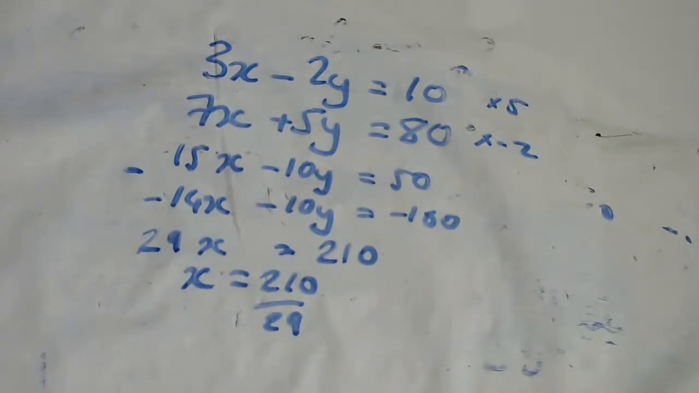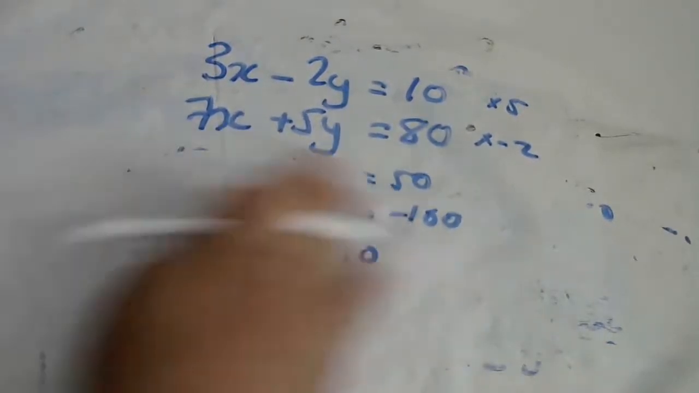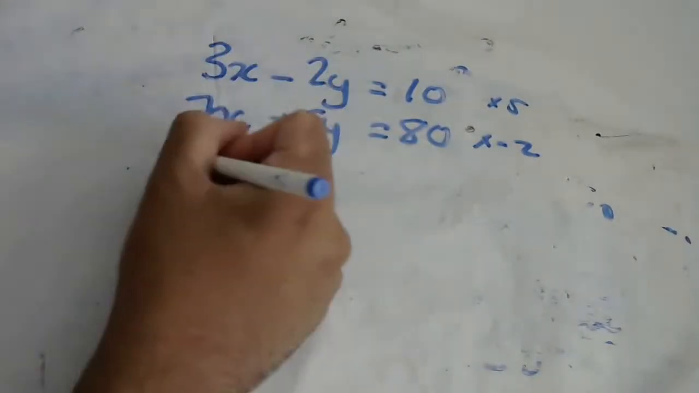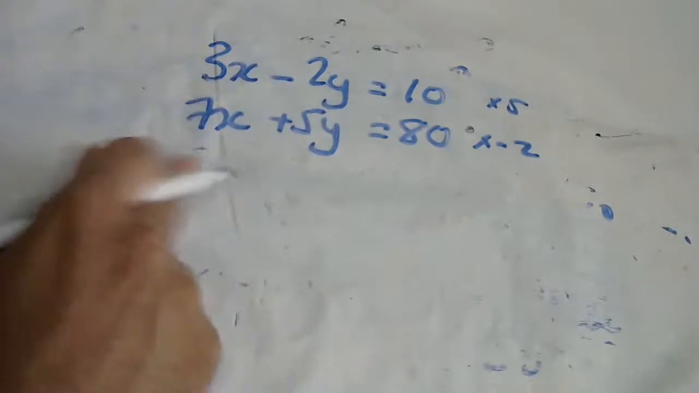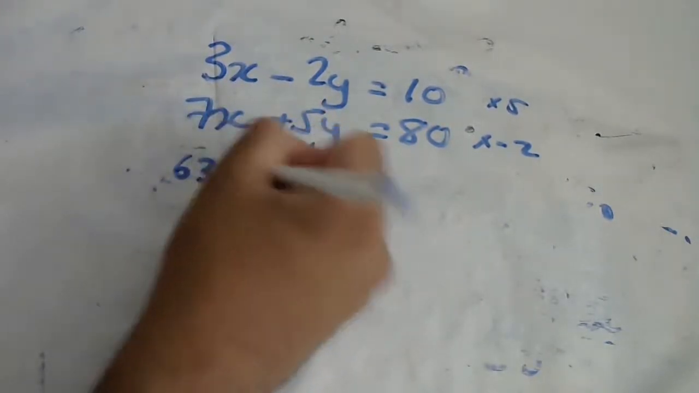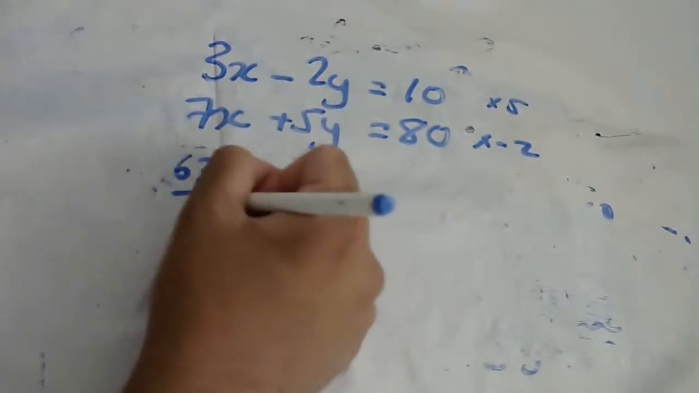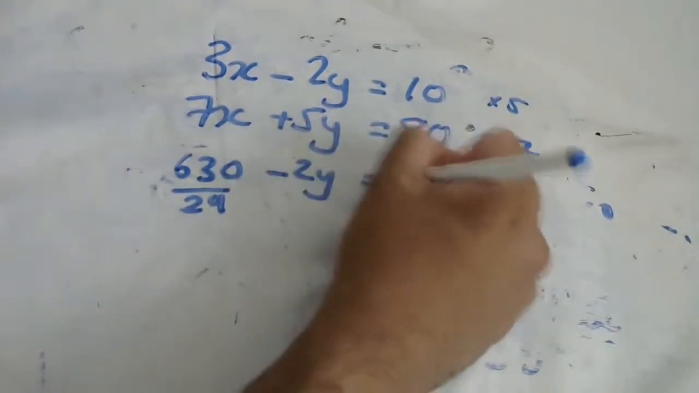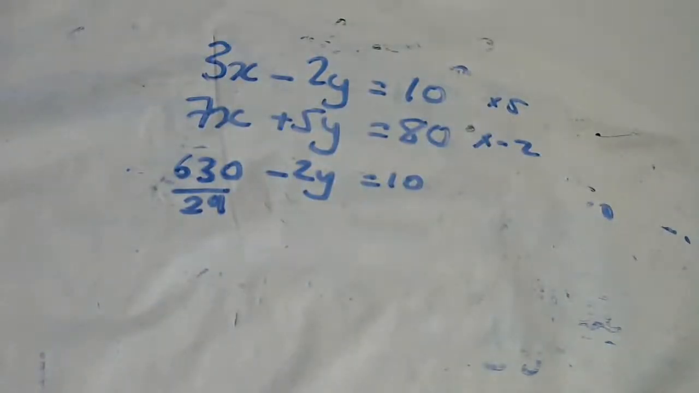We'll pop it back into the first equation. So we know x is 210 over 29. It's a good job. So if we know that x is 210 over 29, that would go 630 over 29 minus 2y equals 10. So just substitute back into the first equation.